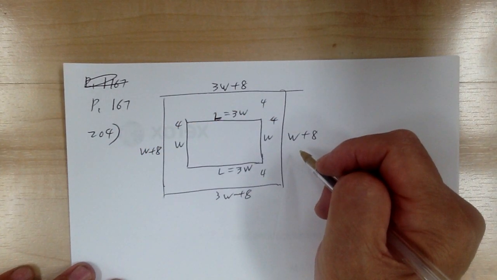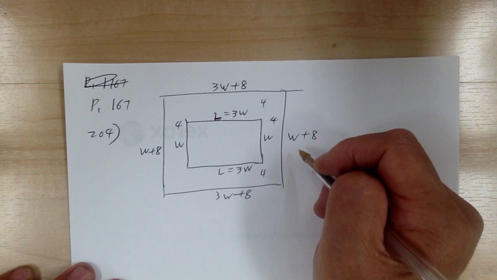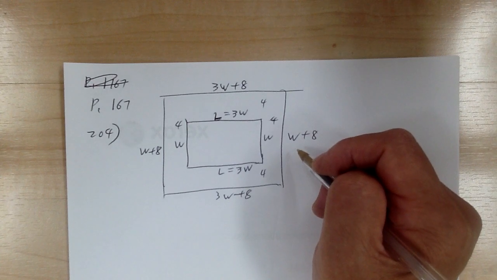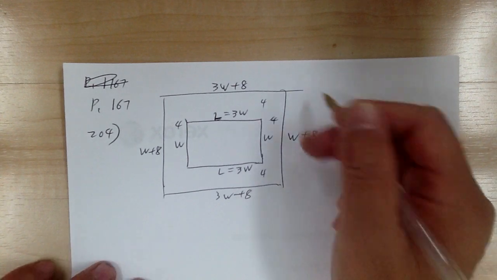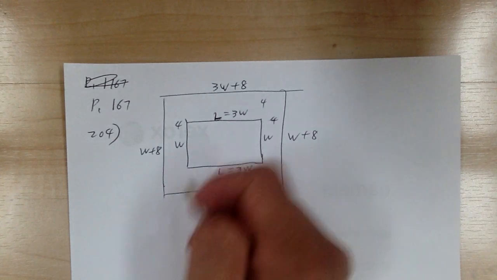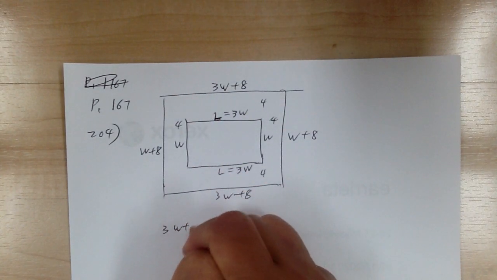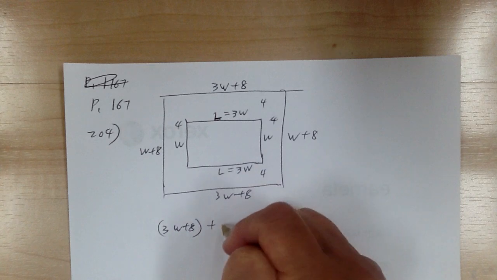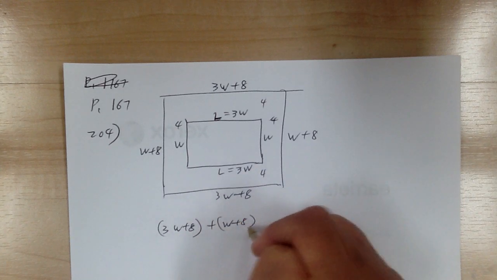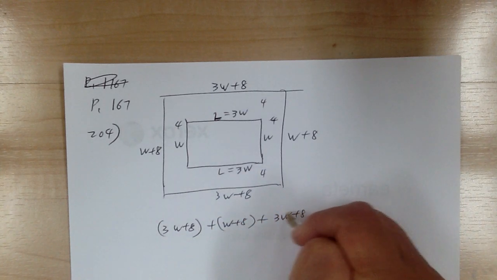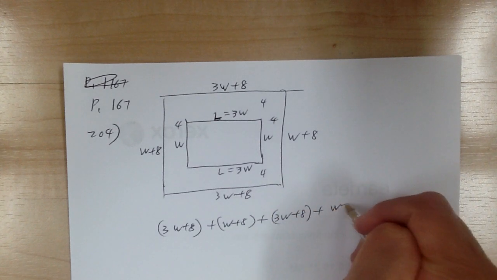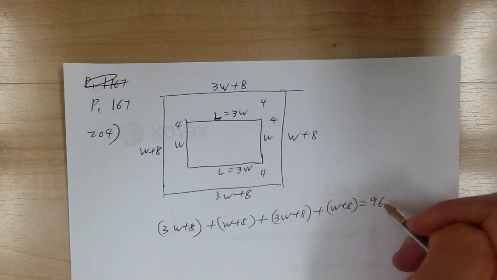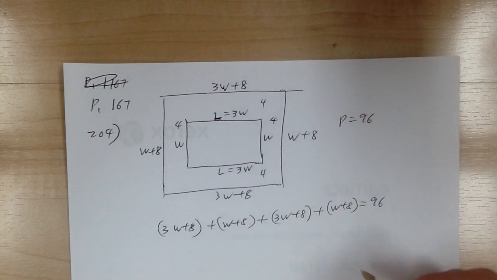Okay, so what other information do we have? The perimeter of the outside is 96, so the perimeter is 96. That means all 4 sides together would be 96. So you got the top, the right side, the bottom, and the left side equal to 96. So the perimeter equals 96.